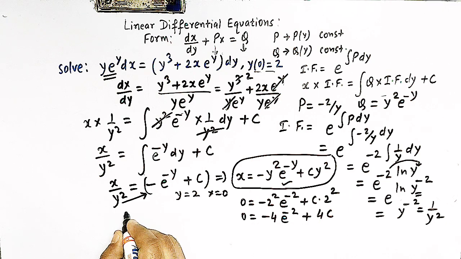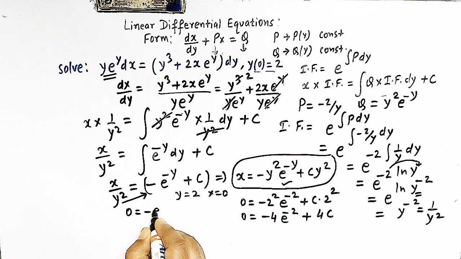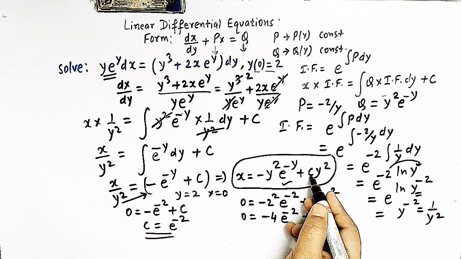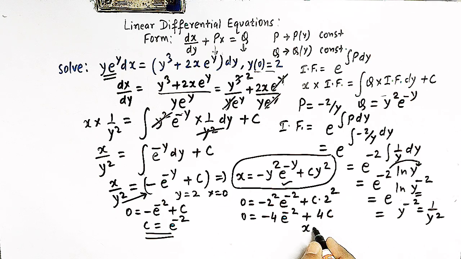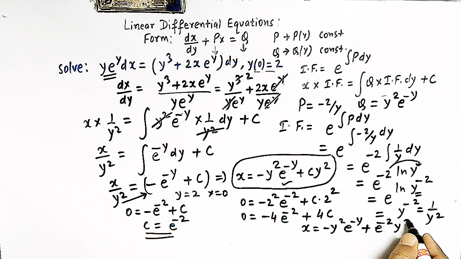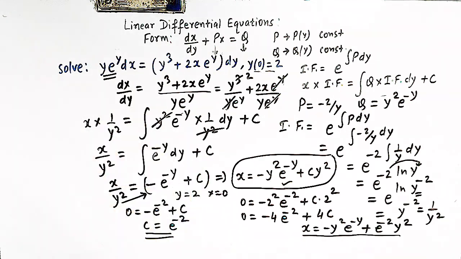So we have now 0 is equal to minus e raised to minus 2 plus c, and taking this term to this side, we have c is equal to e raised to minus 2. So the constant of integration c has the value e raised to minus 2. Now substituting this value in this expression, we have now x is equal to minus y square e raised to minus y plus e raised to minus 2, and here we have y square. So this is the particular solution of this differential equation.